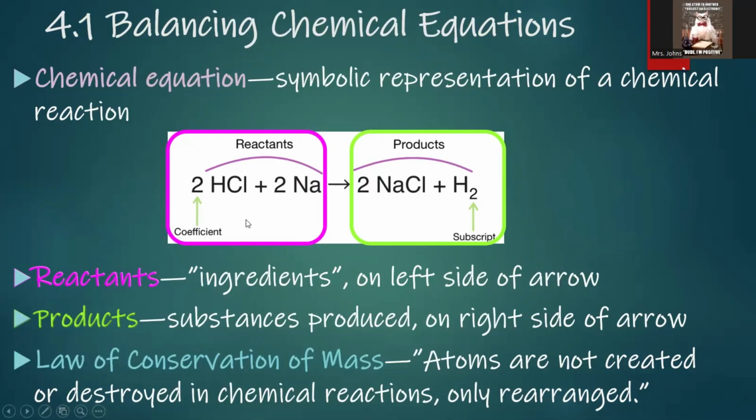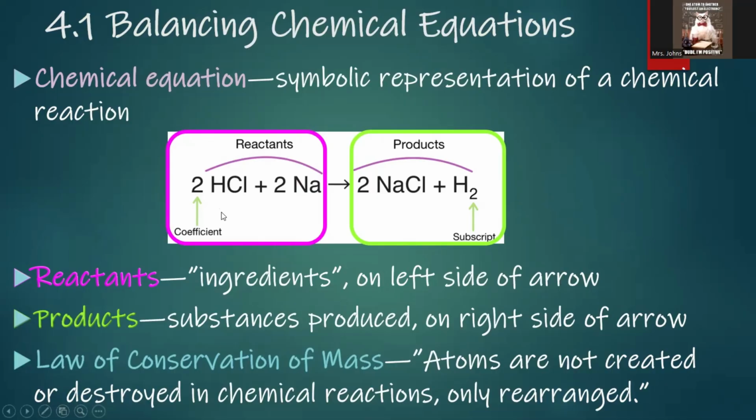Together, these two sides have to agree, and they demonstrate the law of conservation of mass. We talked about John Dalton in the chapter before last, but this was part of the atomic theory. Atoms are not created or destroyed in chemical reactions. They're only rearranged. So when we're balancing equations, the number of atoms on the left-hand side is always going to equal the number of atoms of that element on the right-hand side.